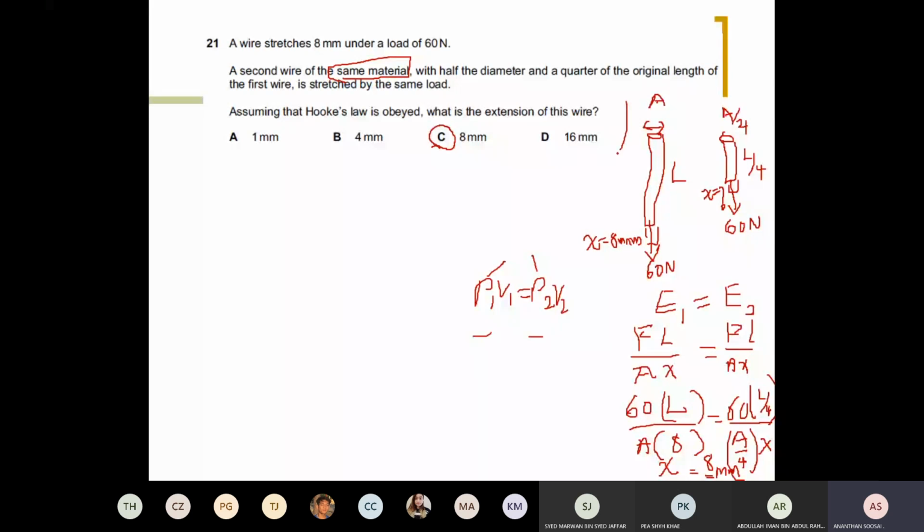So this is how you need to do the working. My advice: diameter change to area. It make easier for you to calculate. If you put here diameter, it's going to be pi d over 2 squared. The numbers get more complex, more chances to make mistake. Diameter convert to area. Okay, so answer is C. Same material means both of them have the same Young modulus.